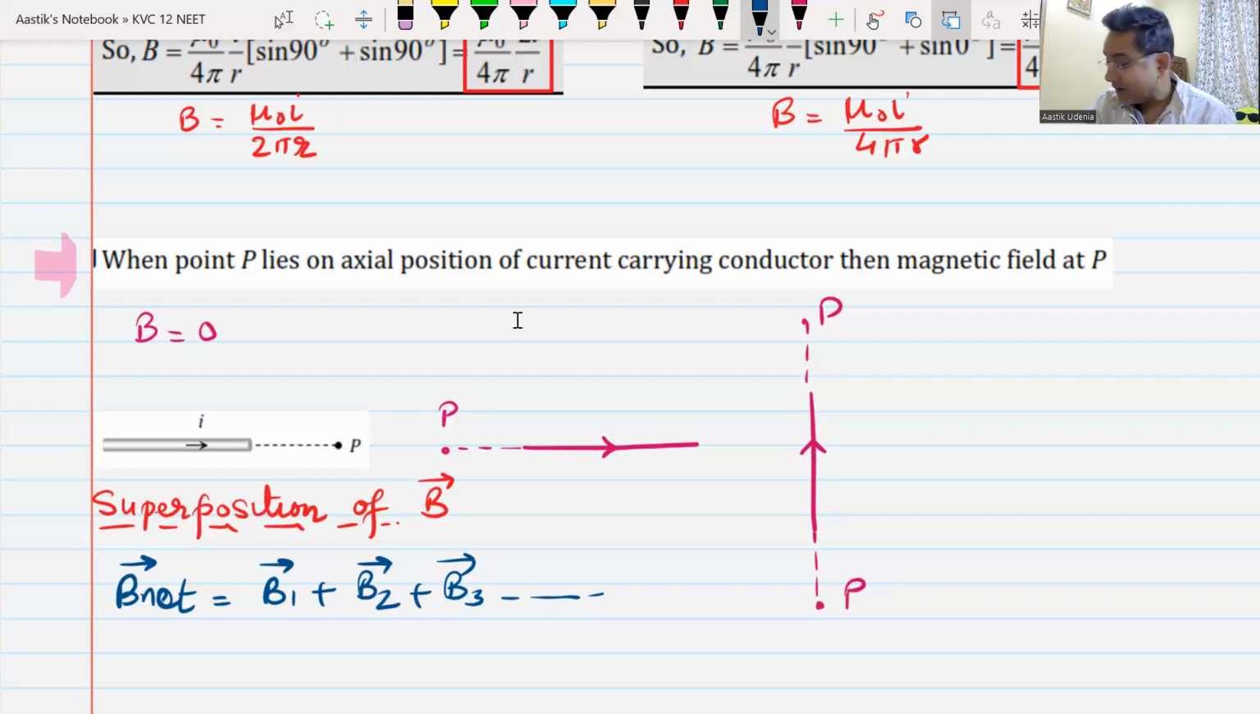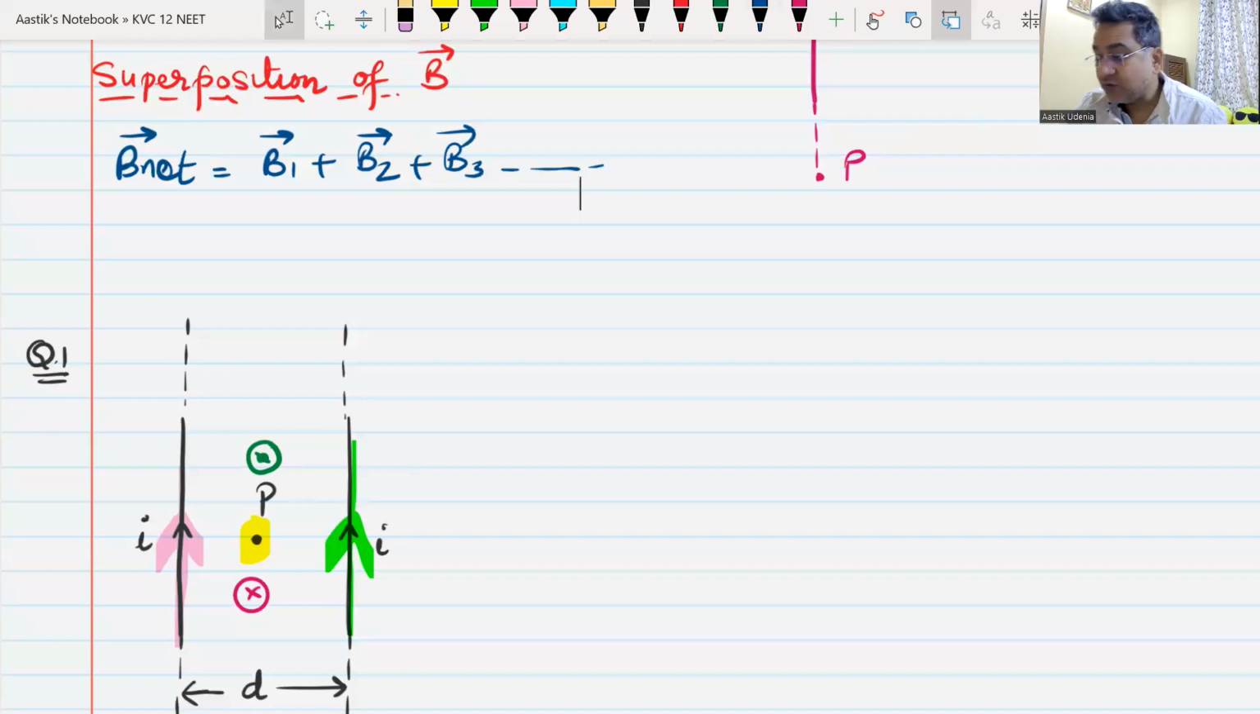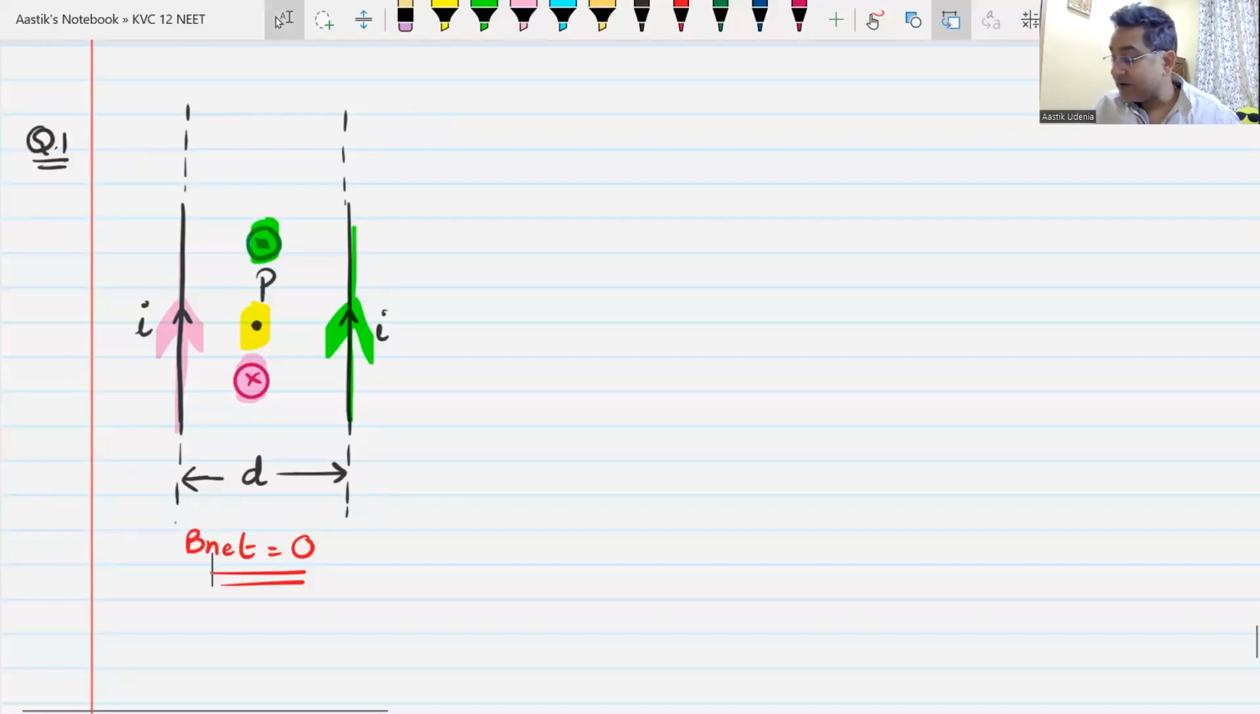Now, we have applied the same principle here, my dear friends. These two wires are creating the same field, same magnitude, but different in direction. The green wire is creating field outside. The pink wire is creating field inside. Both are same in magnitude but opposite in direction. Therefore, the net magnetic field becomes 0. Do we understand this now? Yes, sir.